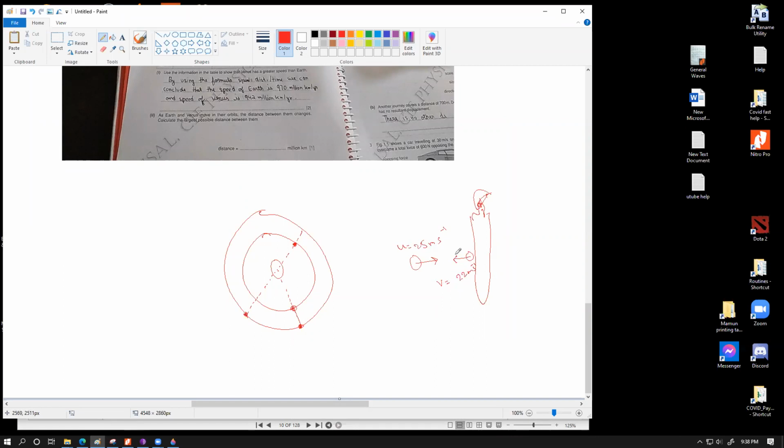Or because they are in opposite direction, velocity is a vector quantity. If I show this as positive, this should be negative. Which one should be the correct version? Should the minus be there or not there?